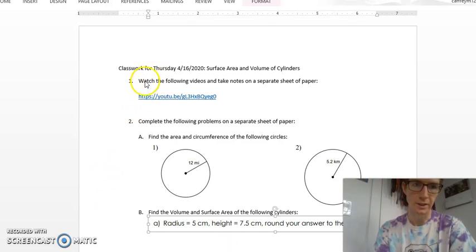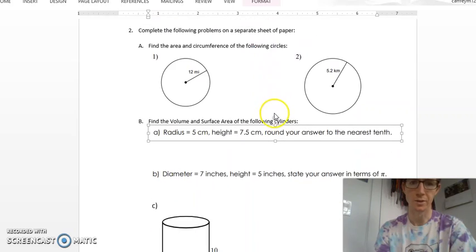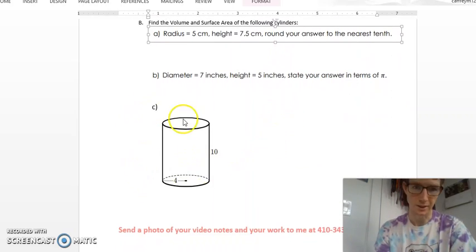Hi everyone, this video will explain how to do, I think, a few of the problems from the Thursday, April 16th lesson. It's on surface area, but I'm also doing a little bit of volume, and it focuses just on cylinders. So a cylinder is like a can. It's like this thing here. So if we want to find the volume, it'll be how much can we fit in the can. If we want to find the surface area, it'll be like how much does it take to cover the can with something. So you want to paint the can or something like that.